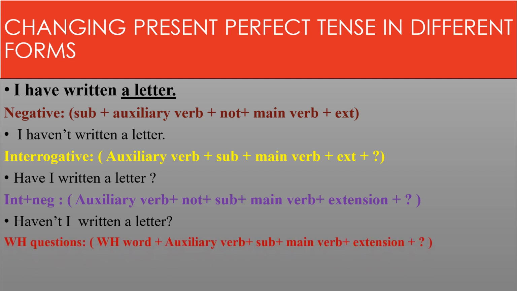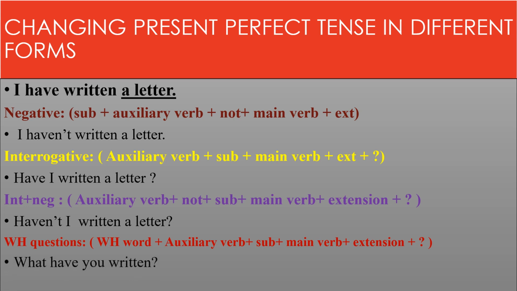Then WH question: WH word plus auxiliary verb plus subject. So before the subject you have to write the WH word and auxiliary verb. Then after the subject you have to write main verb plus extension and a question mark at the end of the sentence. So students, look at the examples.